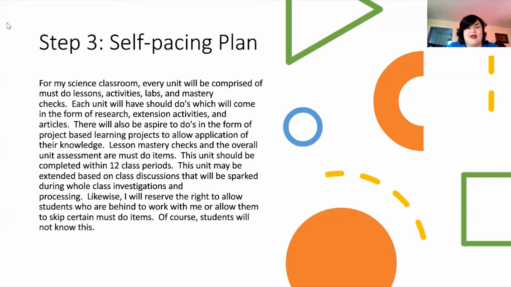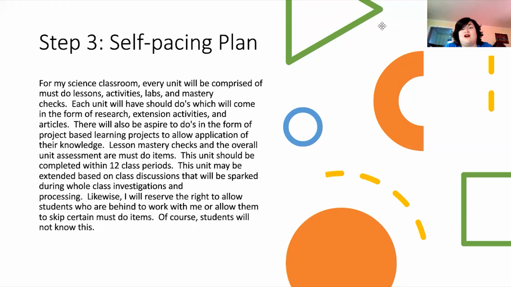So my self-pacing plan, let me move myself over here. This is what I wrote this summer: for the science classroom, every unit will be comprised of must-do lessons, activities, labs, and mastery checks. Then they'll have some should-dos, some form of research, extension activities, and articles, and then aspire to do some kind of project-based learning at the very end.